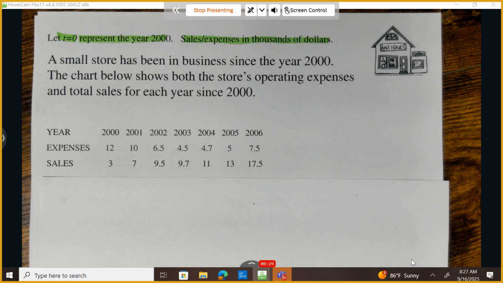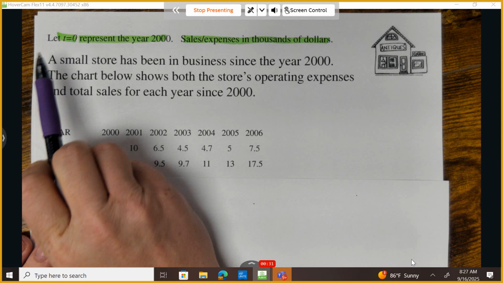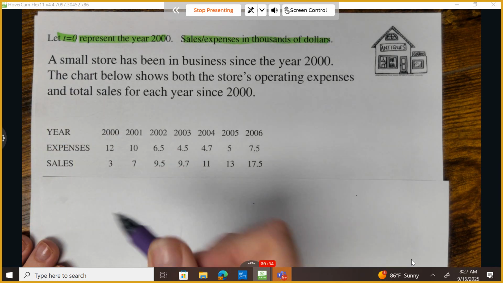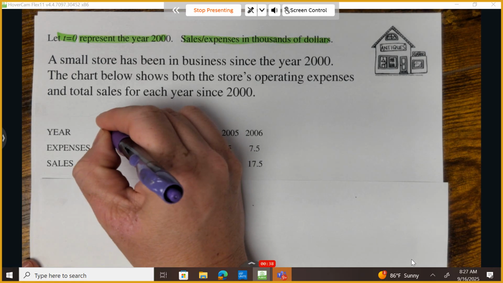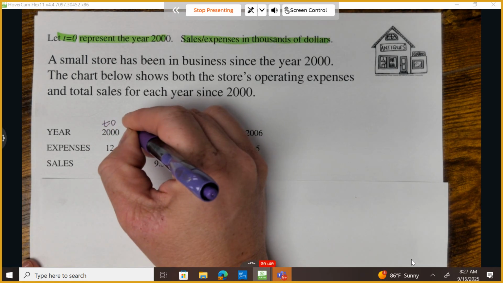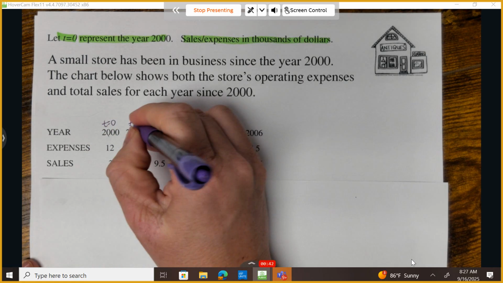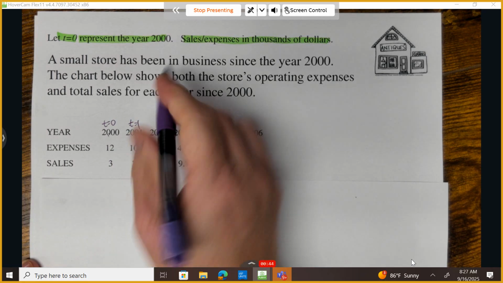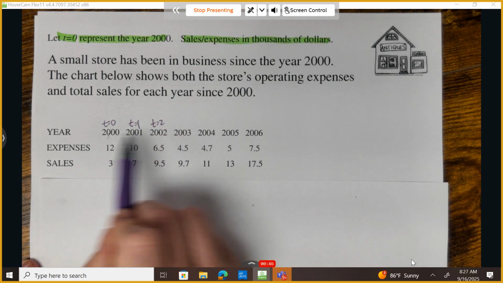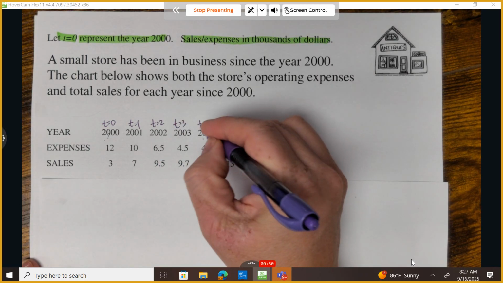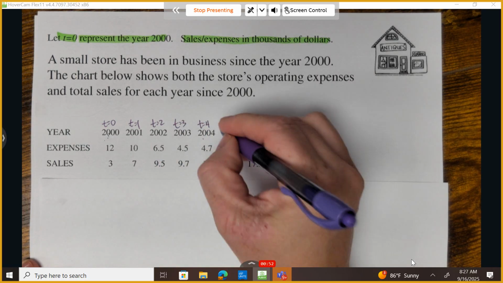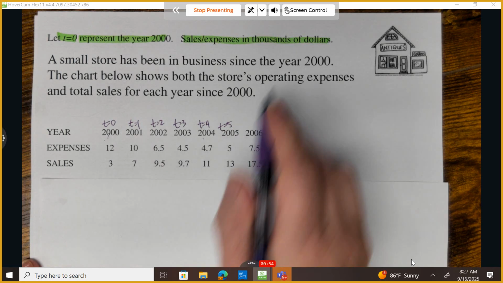The first thing I need to do is implement what it says. It says T equals 0 will be the year 2000. If you were with me in class, you're not writing anything down right now. So T equals 0. This is a difference of 1. This is a difference of 2. A difference of 3. And I will continue to always subtract back to 2000 because it's not always going to consistently go up by 1 year.